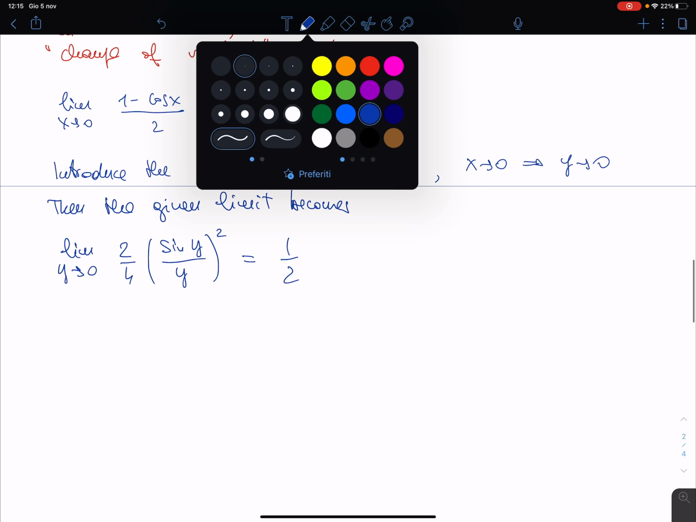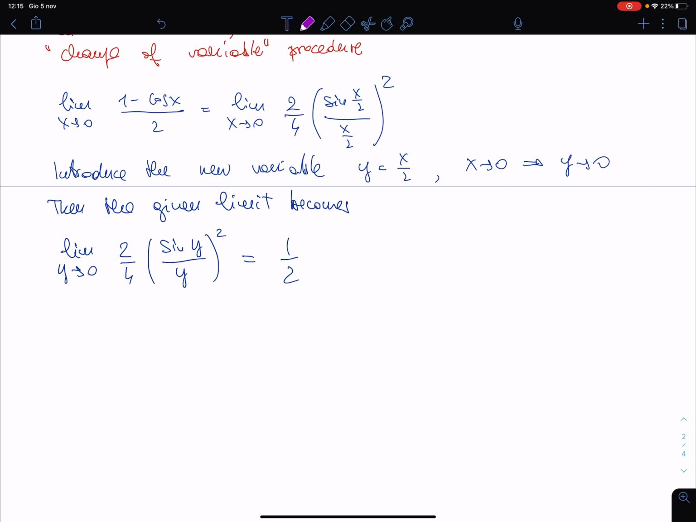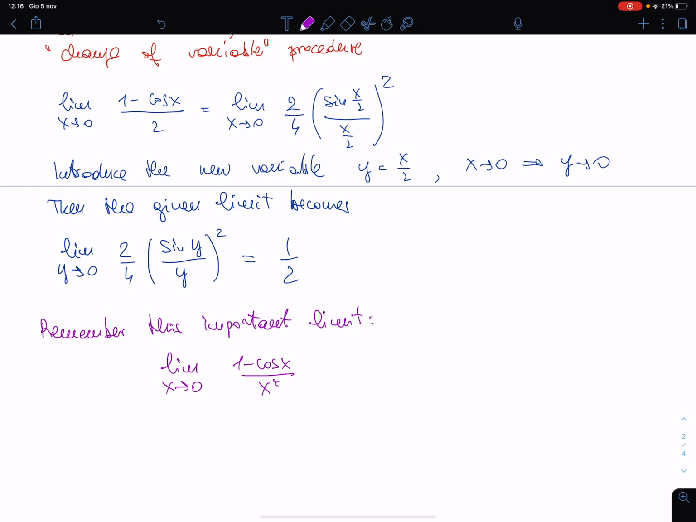So one message is to learn how to do change of variable, but the other message is to remember this important limit: the limit for x going to 0 of 1 minus cosine of x divided by x squared is equal to 1/2. Extremely important.